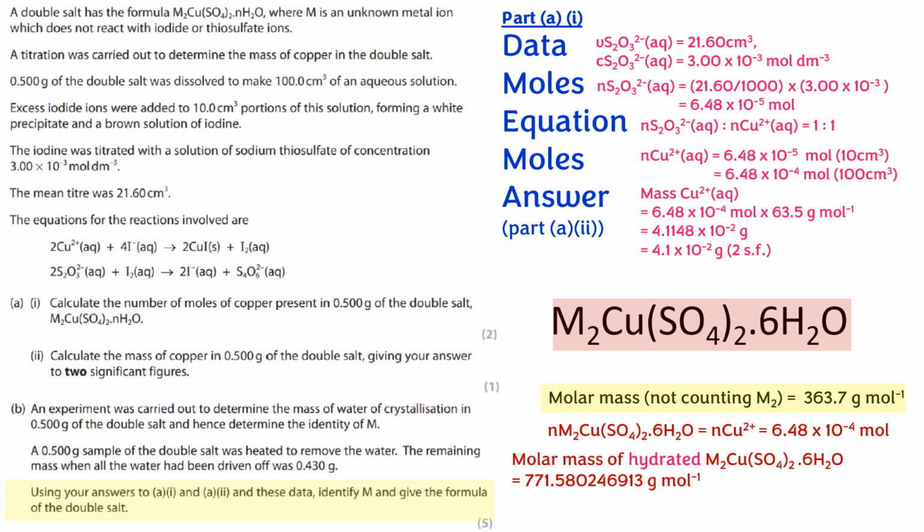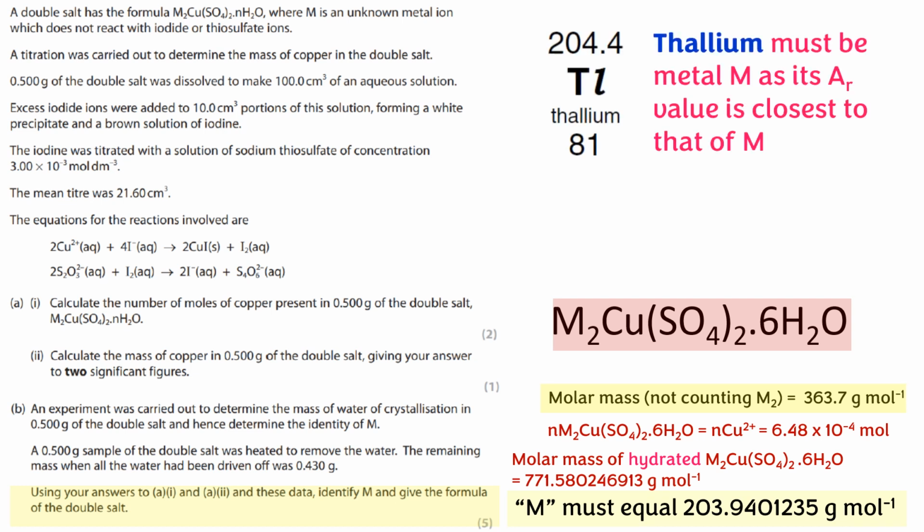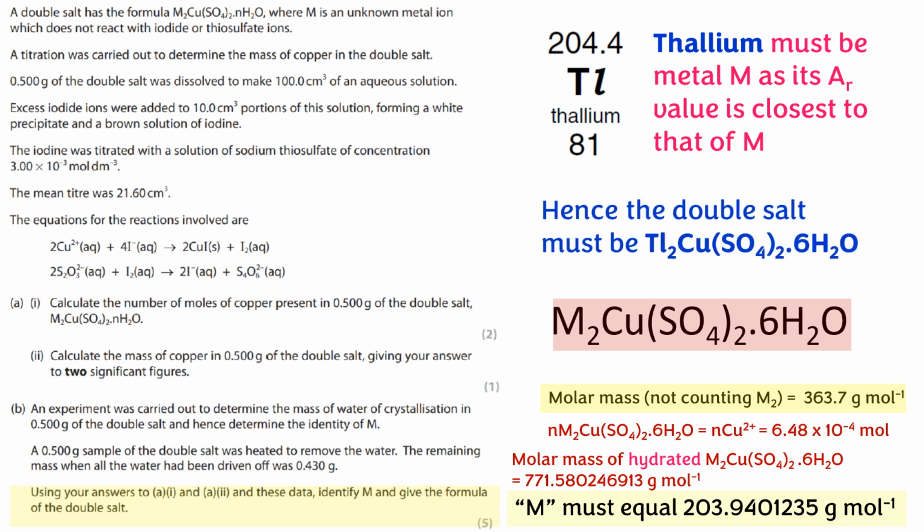So the molar mass not counting M2 is 363.7. So subtract that away from 771.58 and so on, and you get 407.8802469. But that's 2 M's because it says 2. So divide that by 2, and that must give you 203.940123 grams per mole. And looking at the periodic table, thallium is the closest to that value. So our formula for the double salt must be Tl2Cu(SO4)2·6H2O.